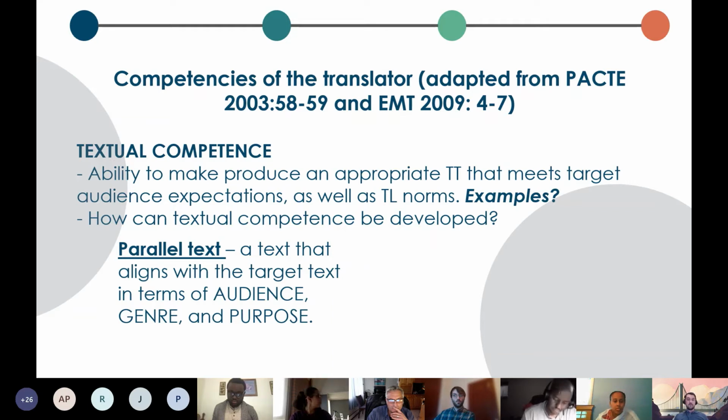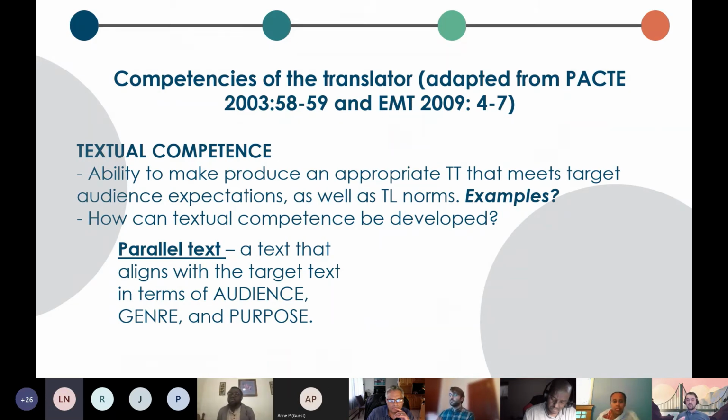For example, if you get a birth certificate and you've never translated a birth certificate before, or a set of instructions about sewing or anything else you can think of, instructions to drive a car, something like that, you need to find a text that is the same exact thing in the target language: the same text, the same audience, the same genre, and the same purpose, and use that as a reference. That's how we can develop textual competence.